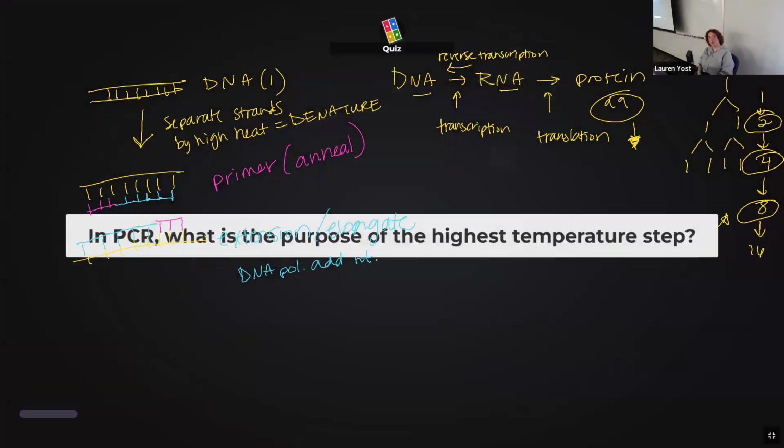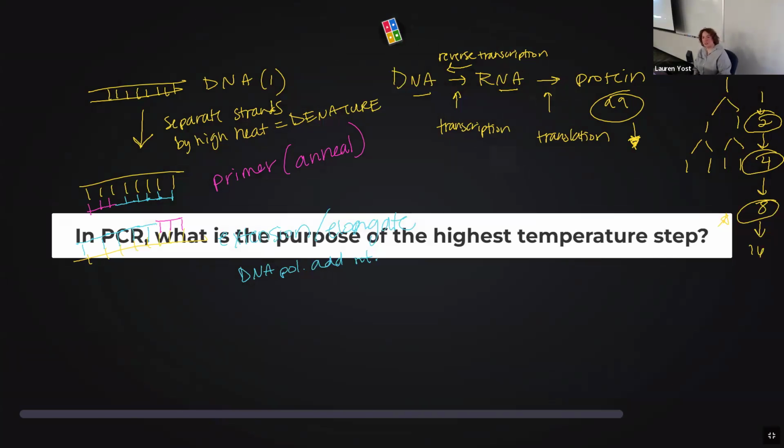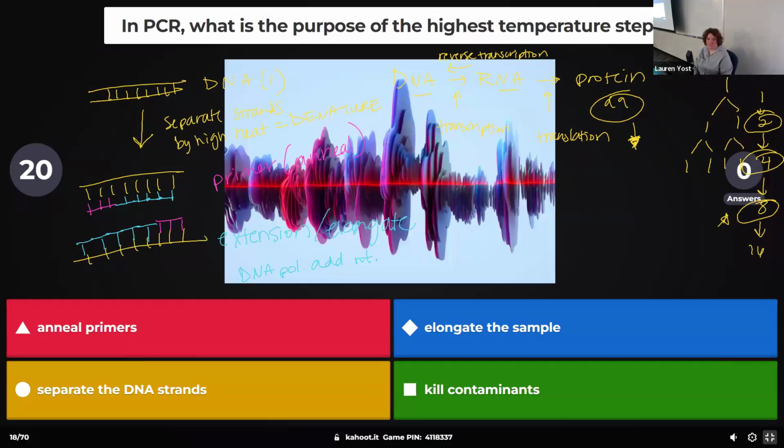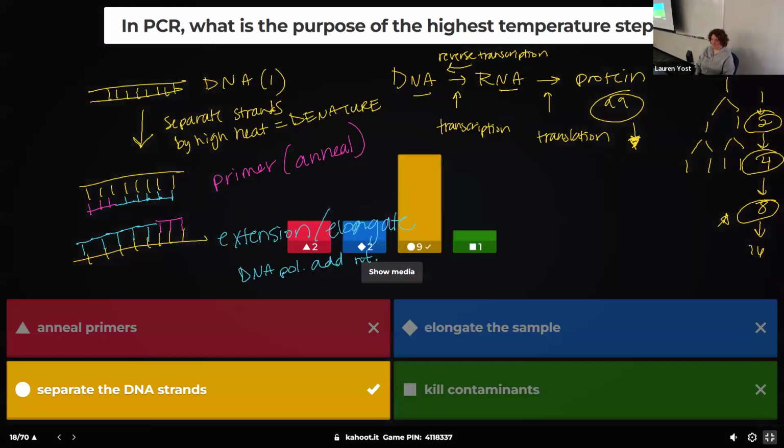All right, next question. In PCR, what is the purpose of the highest temperature step? All right, so it separates the DNA strands. Yes, so the highest temperature step, the hottest one, basically makes it so we're not having any hydrogen bonding. So it separates the hydrogen bonds, separating the DNA strands. We need to cool it down a little bit in order to bind our primers and extend along the sample. Okay.